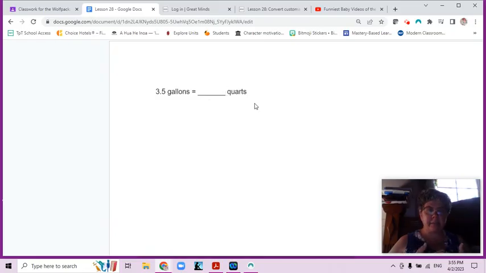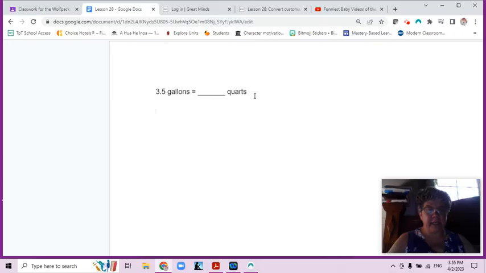In this lesson, we are looking at converting measurements from larger units to smaller units and from smaller units to larger units, just like we did in the previous lesson 27, except we are using customary measurements instead of metrics, okay? So 3.5 gallons equals blank quarts. So we're going to start by setting it up.